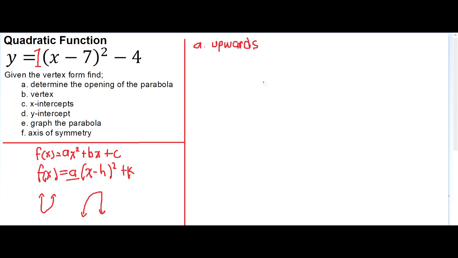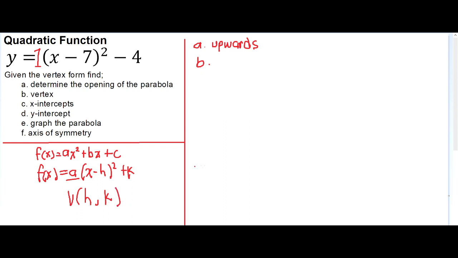Yan. Yun lang. Tapos yung letter A. Next, B. Vertex. Now, sa letter B naman, kaya nga to tinawag na vertex form para ma-determine mo agad yung vertex. Ano ang vertex natin? Your vertex is H tsaka K.